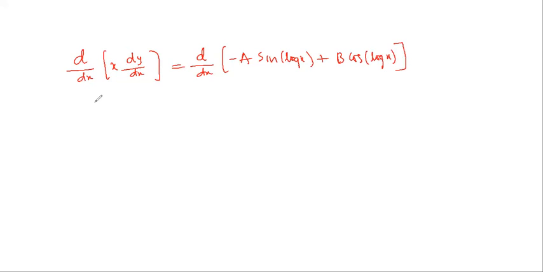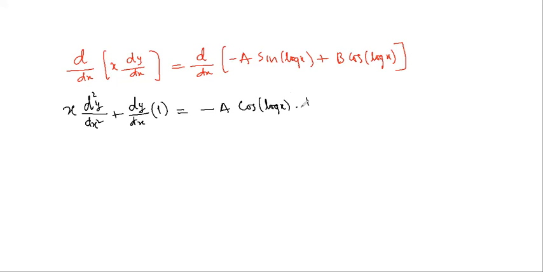So here I'll have to apply product rule. When you apply the product rule, x into the second derivative, d2y by dx2, plus dy by dx into derivative of x, minus a derivative of sine log x, cos log x into derivative of log x, plus b into derivative of cos log x, minus sine of log x into derivative of log x. I did it directly.